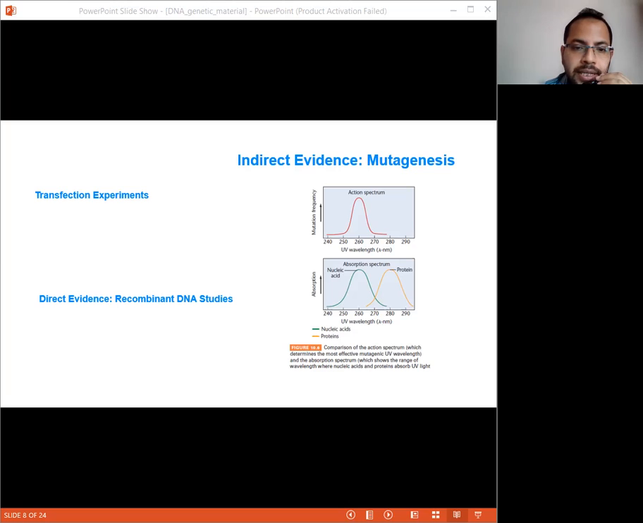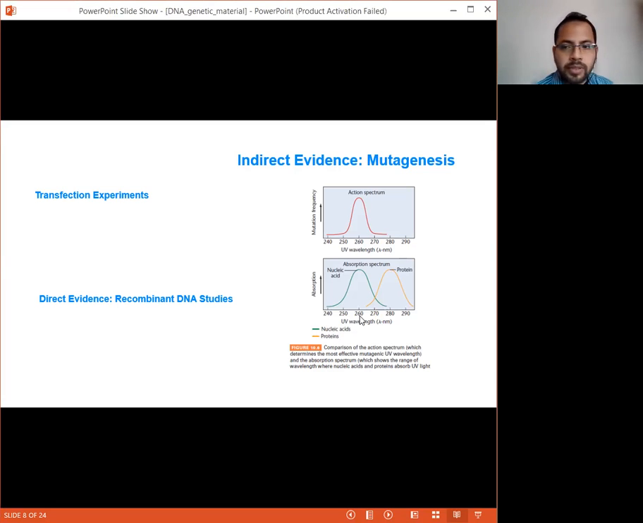Similarly, some indirect evidences are also found which prove DNA as a genetic material. For example, you can use the mutagenesis effects. So you know there are some rays which are used for making the DNA mutated. That means if we apply UV light or any kind of ray, X-ray or gamma ray, the genetic material may be mutated. Okay. Now, if you can follow the graph.